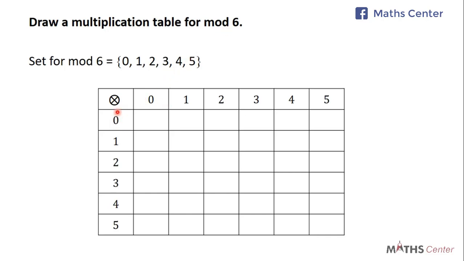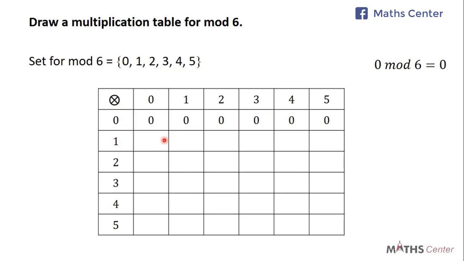The first one is 0 times 0. 0 times 0 is 0. 0 in mod 6 is 0. So we have 0 here. 0 times 1 is 0. 0 in mod 6 is 0. 0 times 2 is 0. 0 in mod 6 is 0. 0 times 3 is 0. 0 in mod 6 is 0. 0 times 4 is 0. 0 in mod 6 is 0. And 0 times 5 is 0. 0 in mod 6 is 0. So in the first row, all the numbers are 0. Let's move on to the next row.